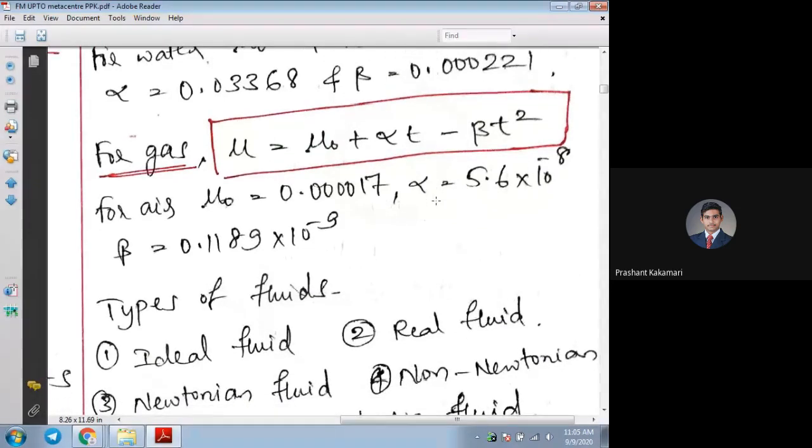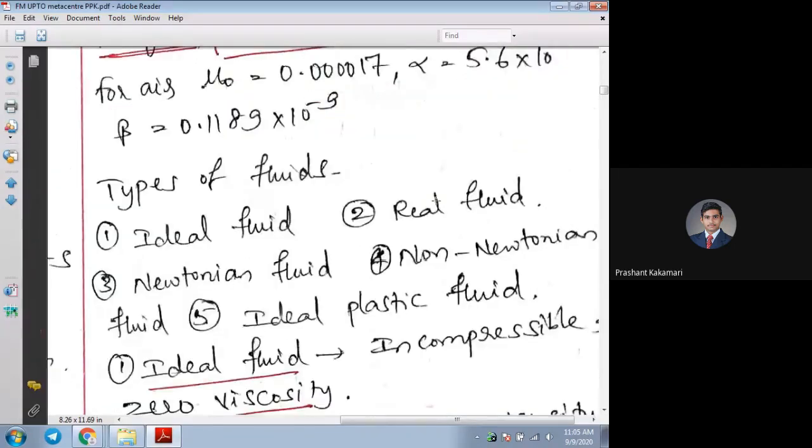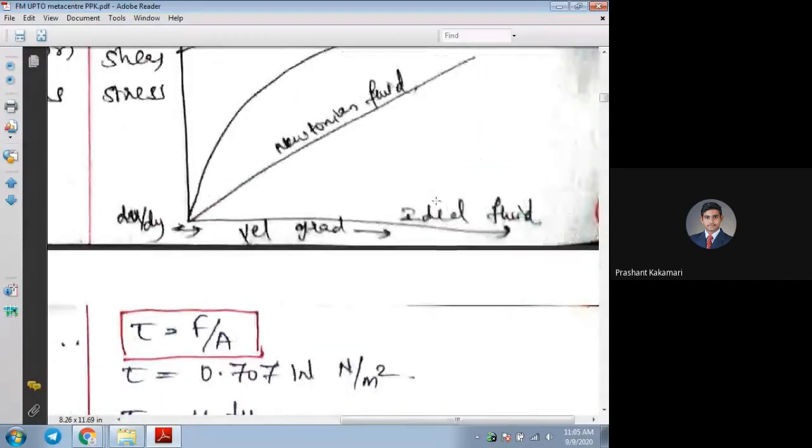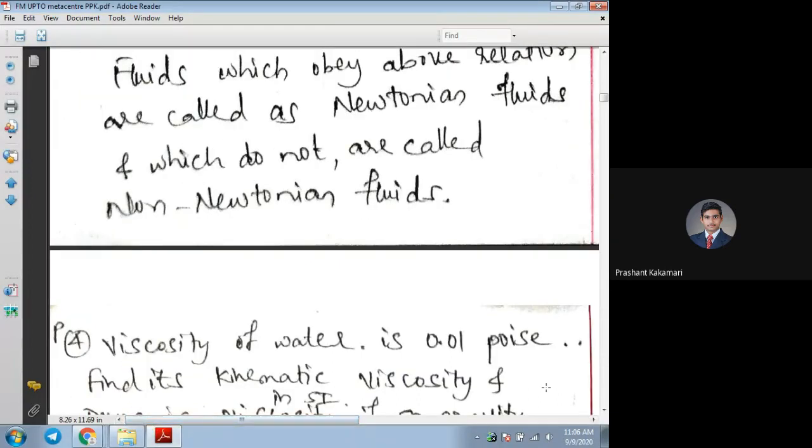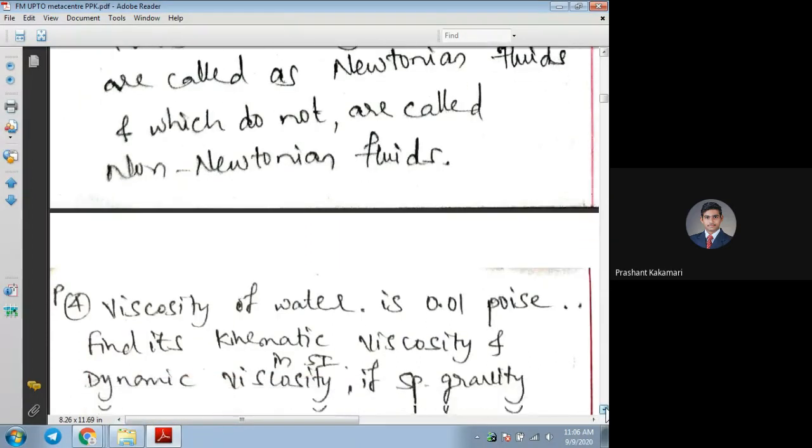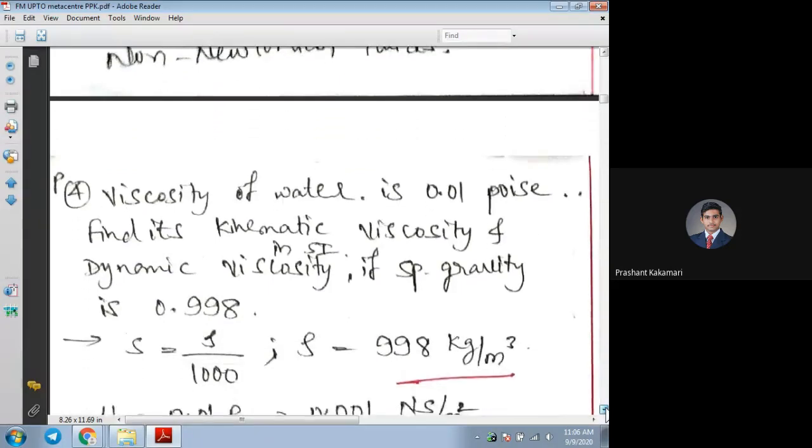We will take some simple numericals so that even those who have not understood the basics of dynamic viscosity can understand the equations in the problems and how to find this viscosity. So take down this problem. First problem with respect to viscosity.